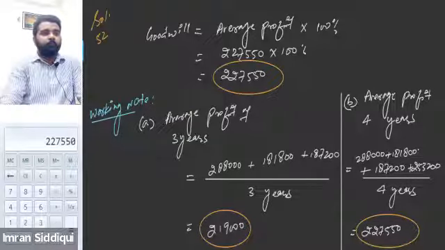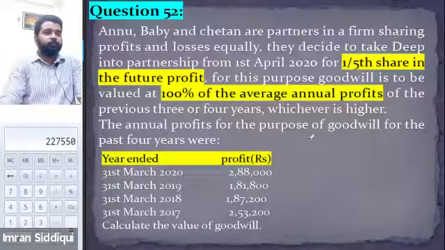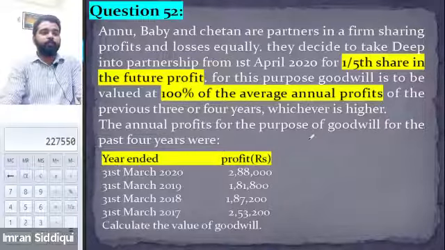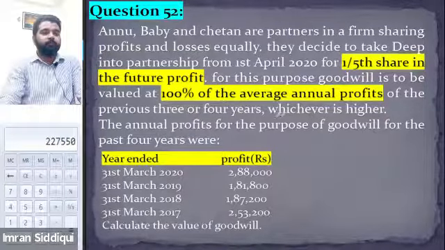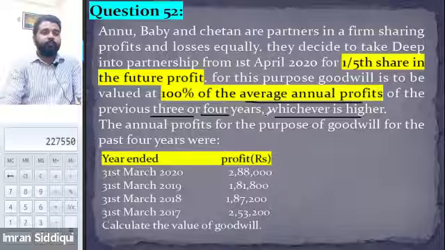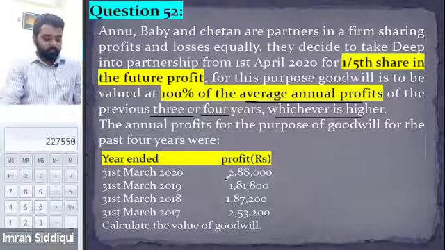Is that clear to you? So the requirement of this question was that we have to find out the average profit for the 3 as well as for 4 years, and whichever average profit is higher, that will be taken as the average profit for the valuation of the goodwill. See, here it is written, the 100% of the average annual profit of the previous 3 years or 4 years, whichever is higher, will be considered as the value of the goodwill.